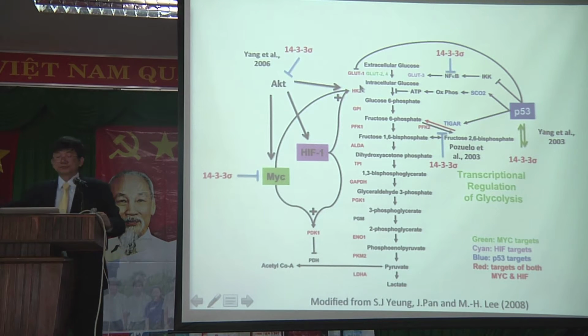Now, MYC and HIF1, okay, p53 I already talked about. So that covers SCO2 expression and TIGAR. TIGAR catalyzes this reverse reaction here, so it would decrease the concentration of fructose 2,6 bisphosphate, and that would put a brake on the progress of this glycolytic pathway.